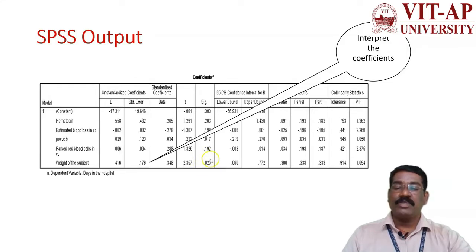Why is weight of the subject significant? Because this value is lesser than 0.05, and if you notice, the t value is also very high, that is 2.357. And I don't think any other variable has a value lesser than 0.05, so we cannot infer that any significant variable other than the weight of the subject is available in this table.